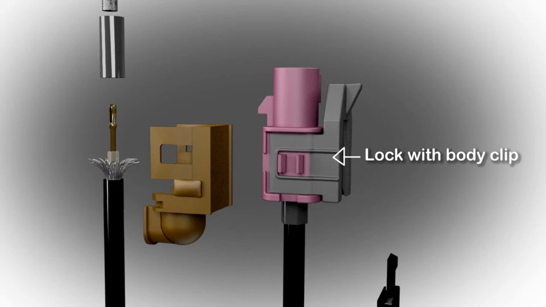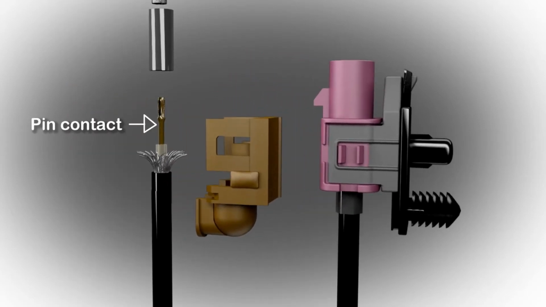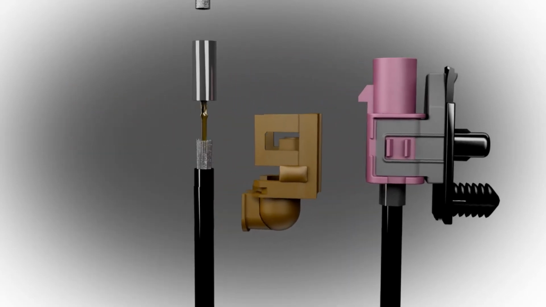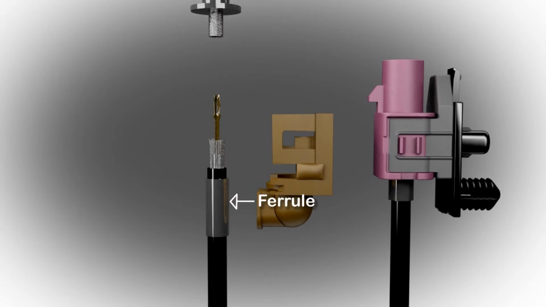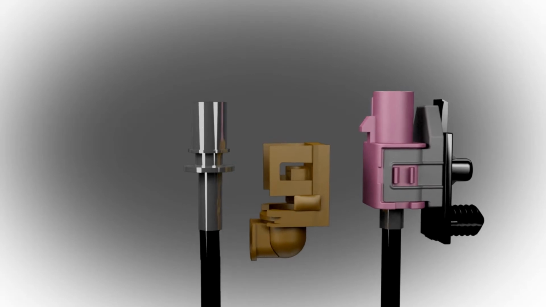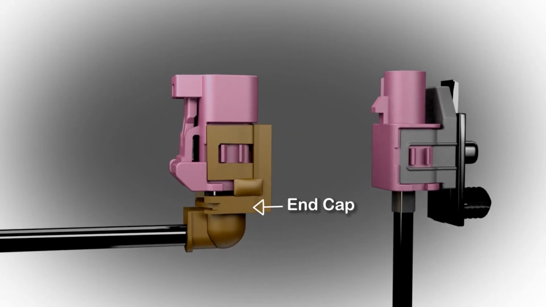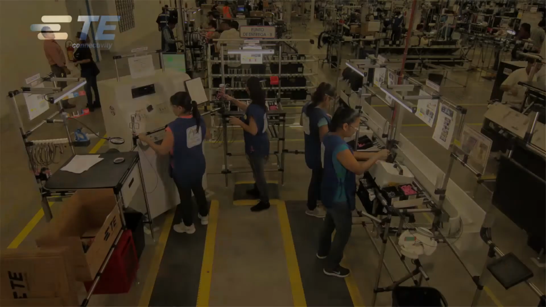Lock with body clip, which serves to hold the clip connector. Clip connector, which helps to secure the coaxial cable to the car's body. Let's start looking at how a coaxial cable is made.